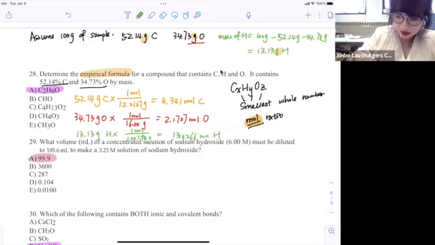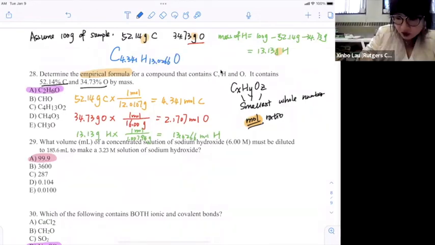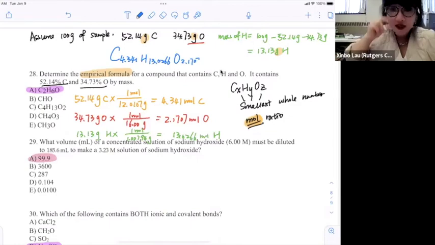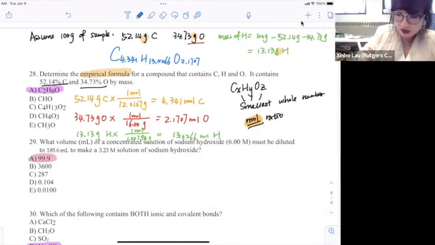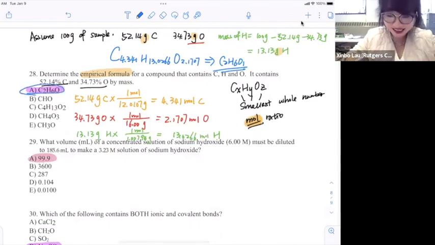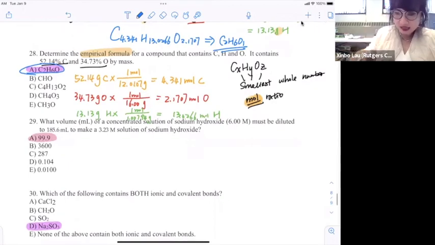Which will be carbon is 4.341, hydrogen is 13.0266, oxygen is 2.1707. We divide by the smallest number, which is the oxygen. After we do the division, we get an empirical formula of C2H6O1. Of course, if it's 1, we don't write it out. So that's that. Now let's look at the next question.